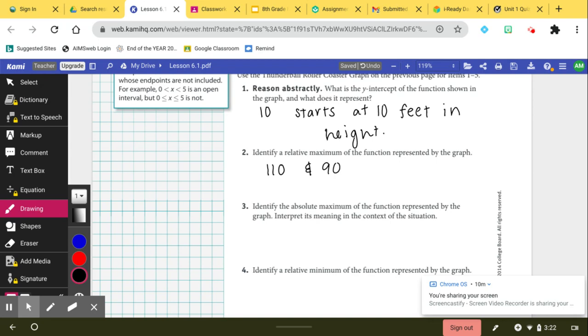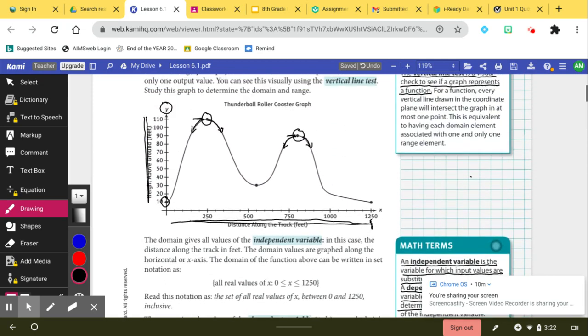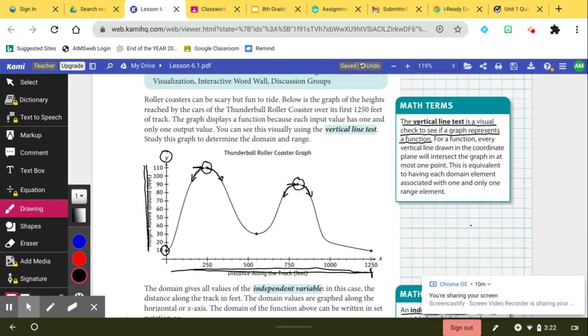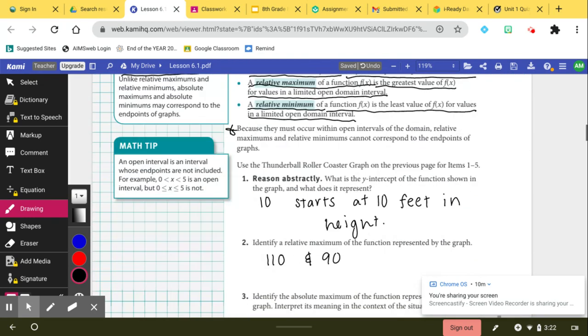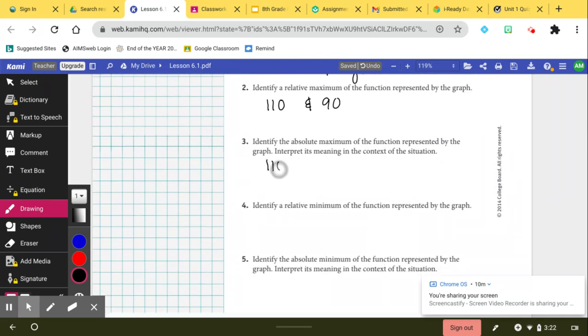Then it says identify the absolute maximum of the function and then interpret its meaning. So I'm looking for the greatest output, and that actually occurs here. So one of your relative maximums can be your absolute maximum. So your absolute maximum is, sorry, not 10, 110. And so that's the greatest height of the roller coaster. So 110, that's the greatest height of the coaster.